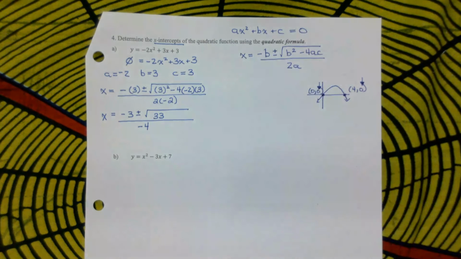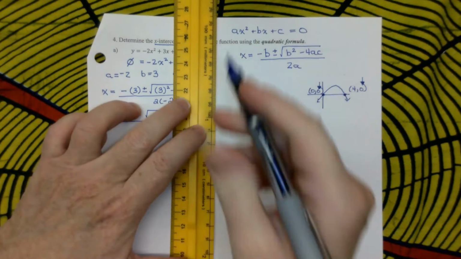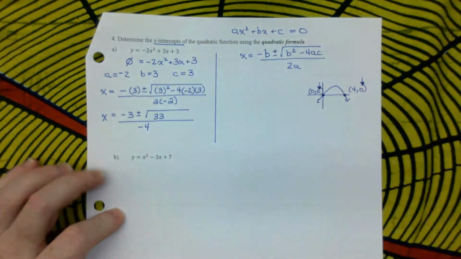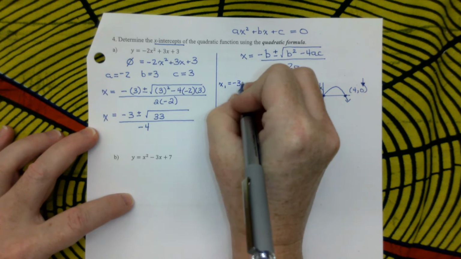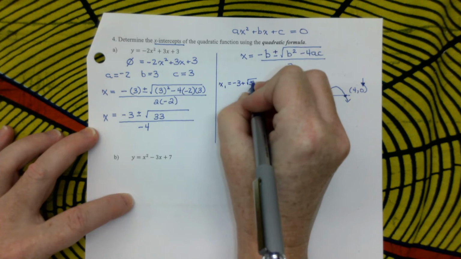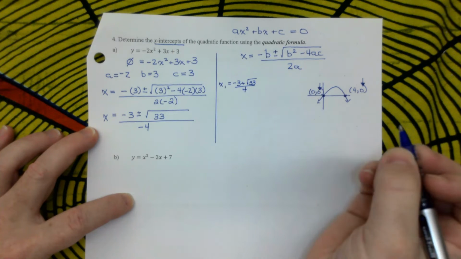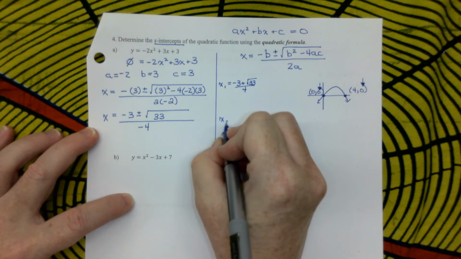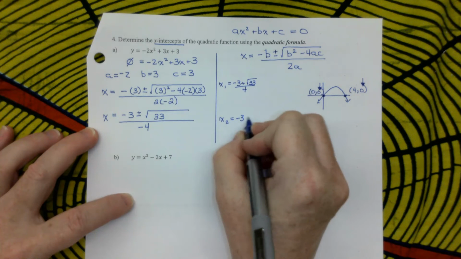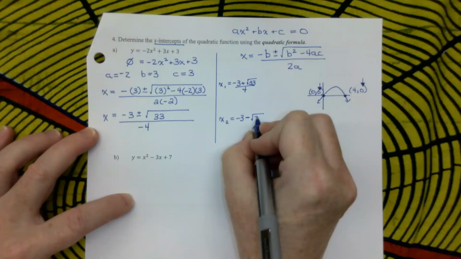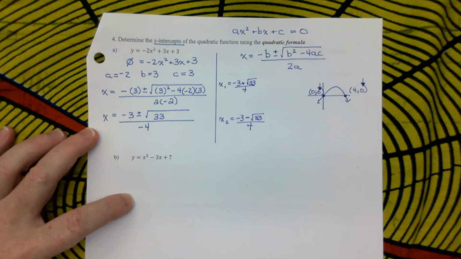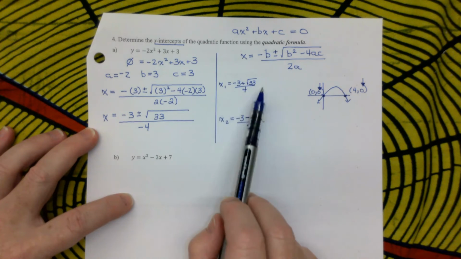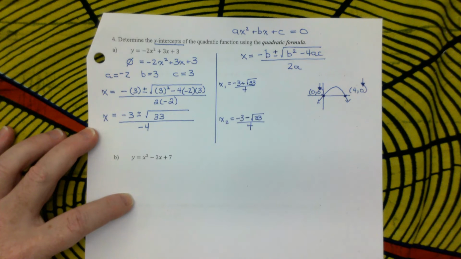So I'm just going to do the rest of it over here. My first x is equal to negative 3 plus the square root of 33 over 4. And my second x-intercept is equal to negative 3 minus the square root of 33 over 4. And if the question says leave as exact roots, then this is exact because we haven't had to change anything.